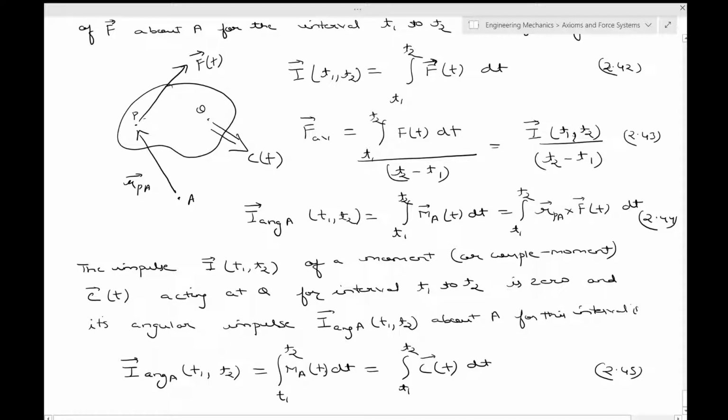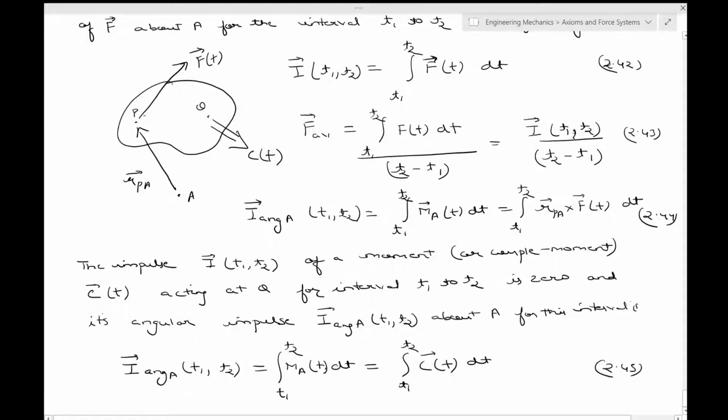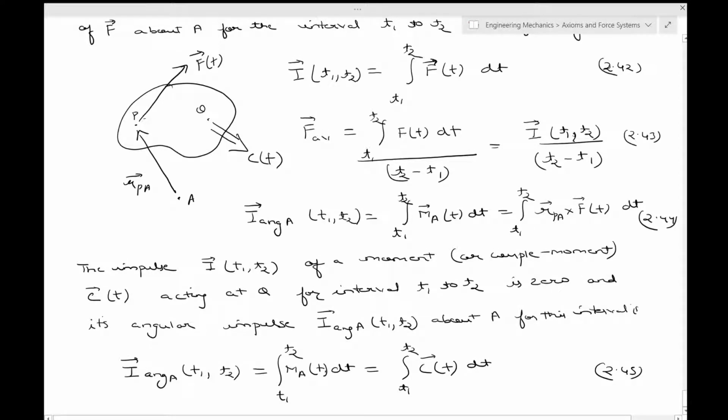And why is the impulse 0? Because they would consist of two equal and opposite forces. So this is something you can try to answer. Please revise the concept of a couple, and see why the impulse due to this definition 2.42 should actually be equal to 0 for a couple moment.